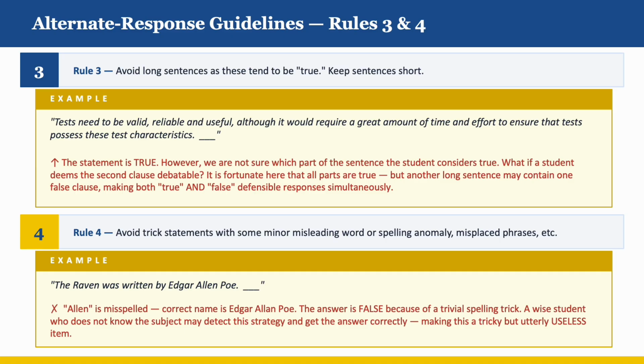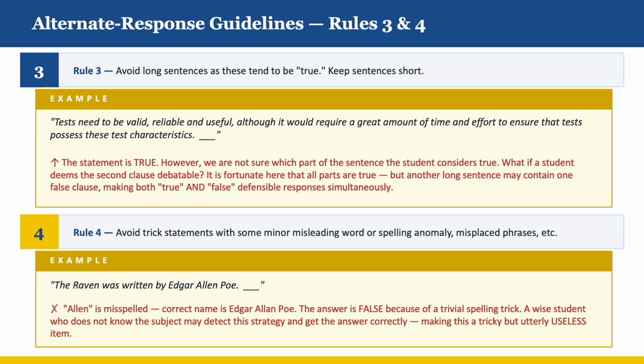Rule number 4. Avoid trick statements, misleading words, spelling anomalies, misplaced phrases. This is a big one. So look at the example. The Raven was written by Edgar Allen Poe. The answer is false, but not because Poe didn't write The Raven. He did. The answer is false because the name is misspelled.